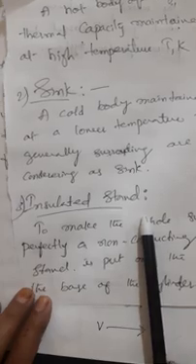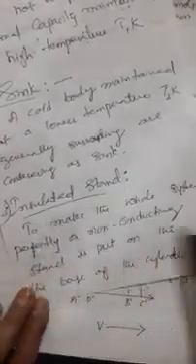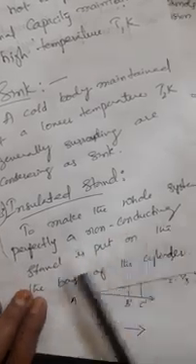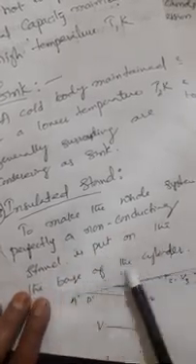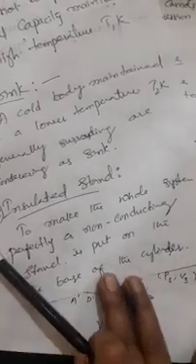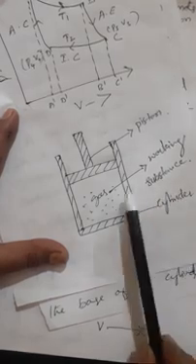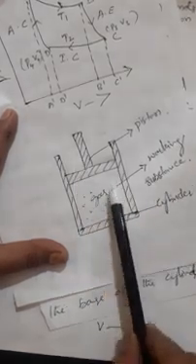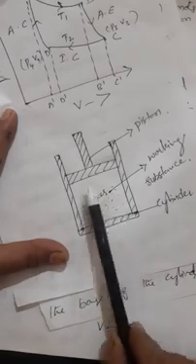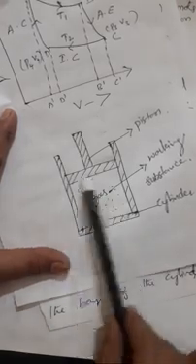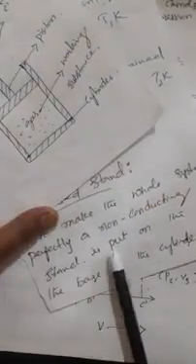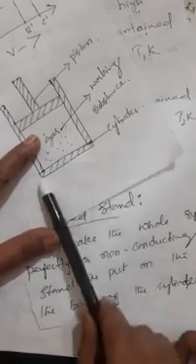Now the insulating stand. Insulating stand means, to make the whole system perfectly non-conducting, a non-conducting stand is put on the base of the cylinder. So generally we take the cylinder like this: this is the cylinder, this is the piston, and this is the gas arranged in the cylinder. To make the whole system perfectly non-conducting, a stand is put on the base of the cylinder. That is called an insulating stand.